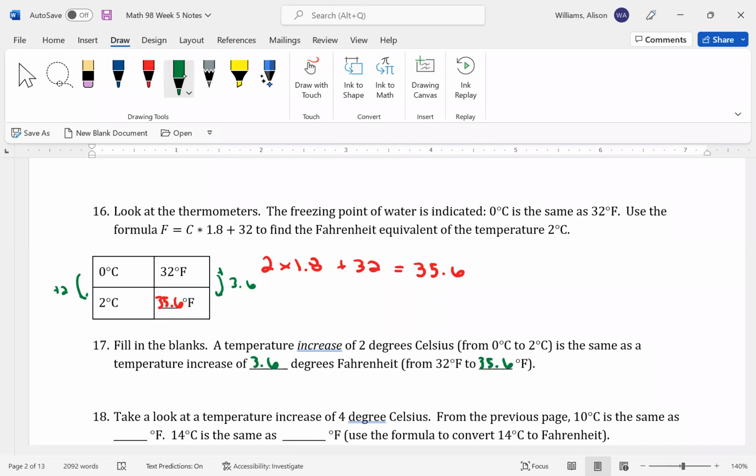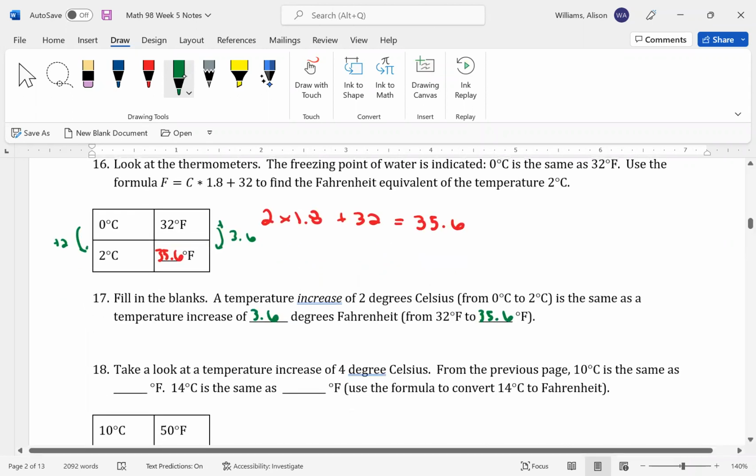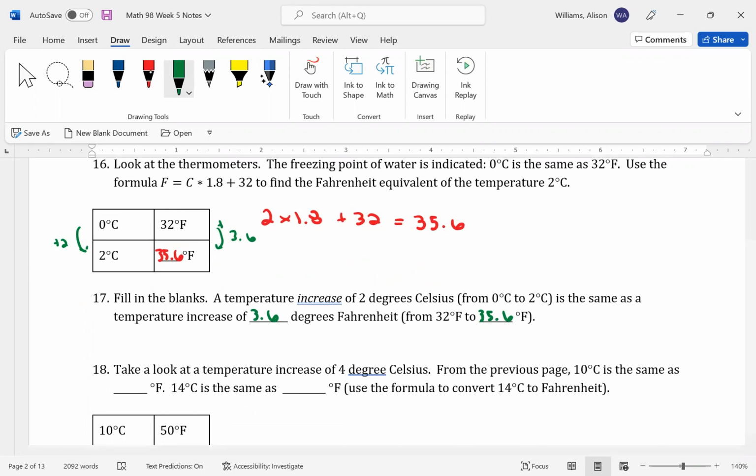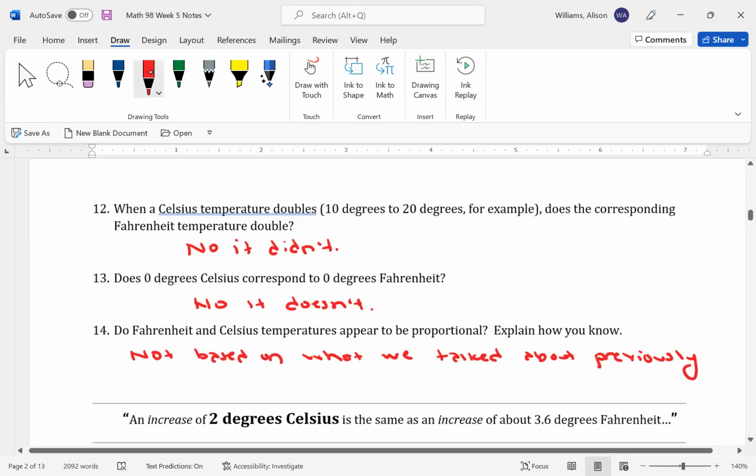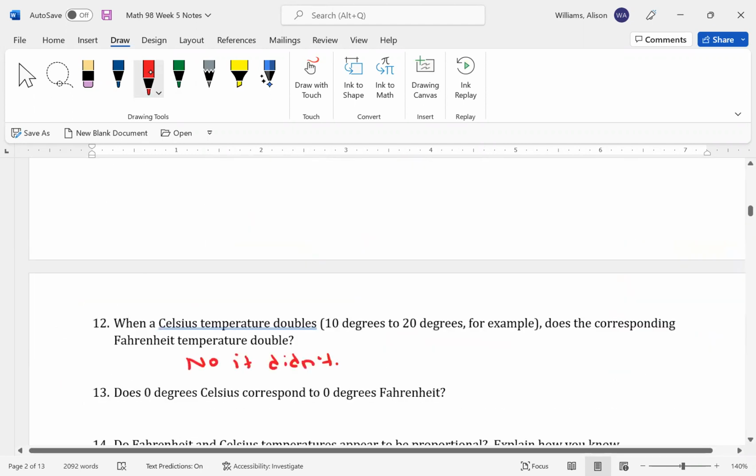Awesome. So let's take a look at the temperature for 4 degrees Celsius. According to the previous page, 10 degrees Celsius is the same thing as 50 degrees Fahrenheit.